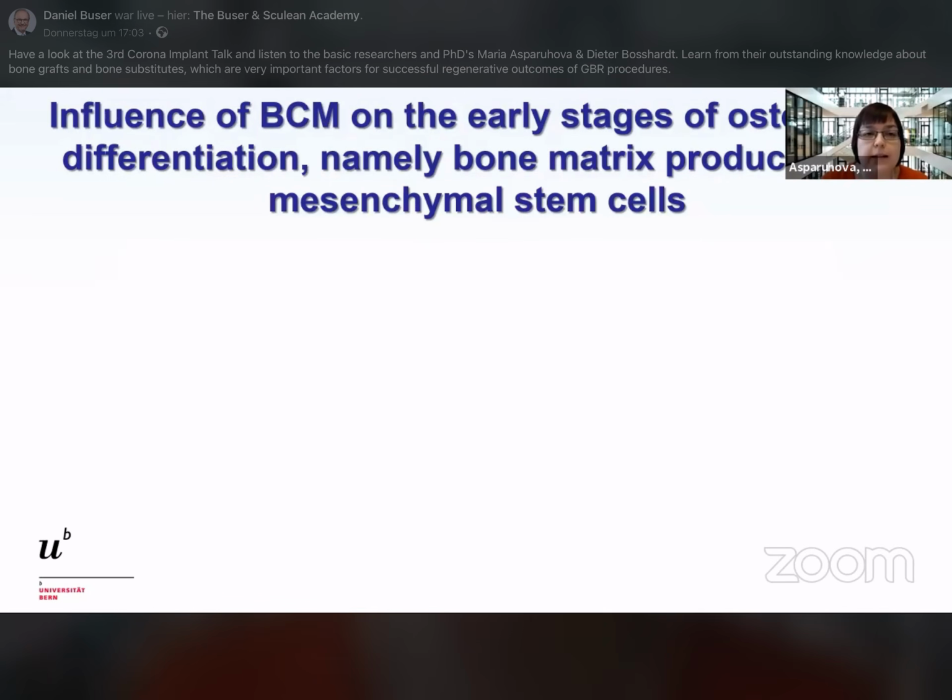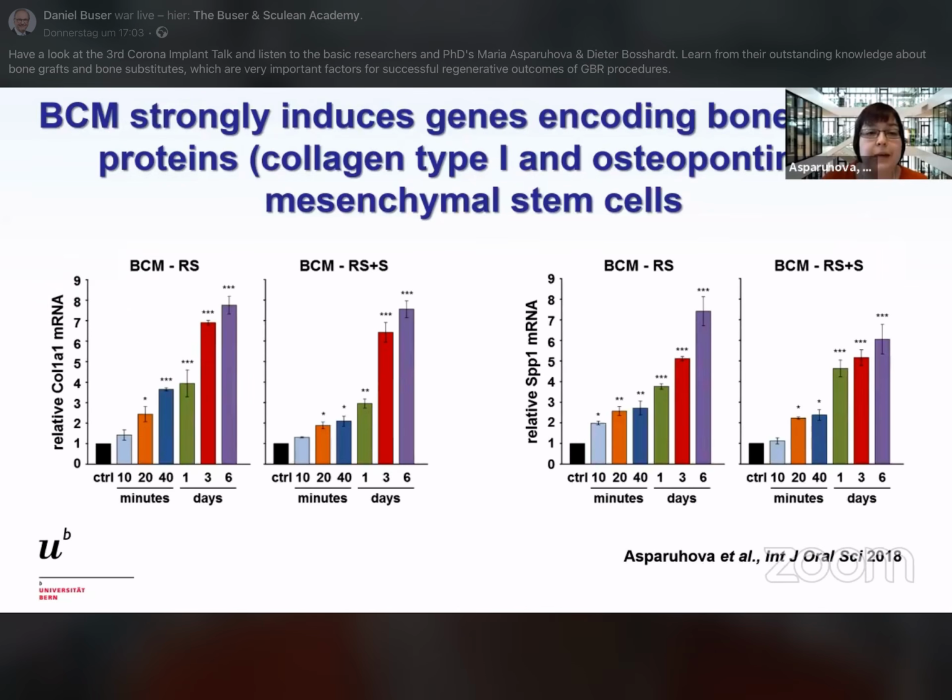Next, we investigated the influence of BCM on the early stages of osteoblast differentiation, namely bone matrix production in mesenchymal stem cells. We found that BCM strongly induced the expression of collagen type 1 and osteopontin in the mesenchymal stem cells, most probably due to the presence of TGF-beta in the BCMs extracted within short time periods and the combined activity of the two growth factors, TGF-beta and BMP2, present in the long-term extracted BCM preparations.